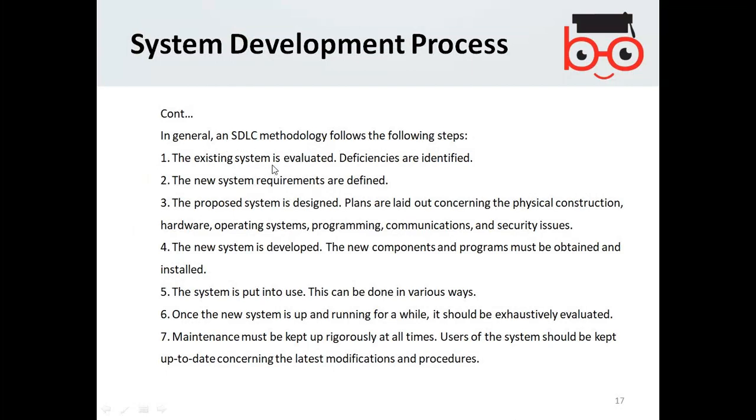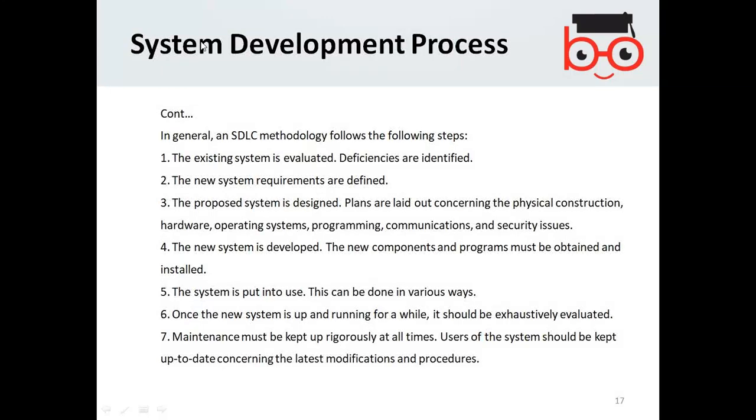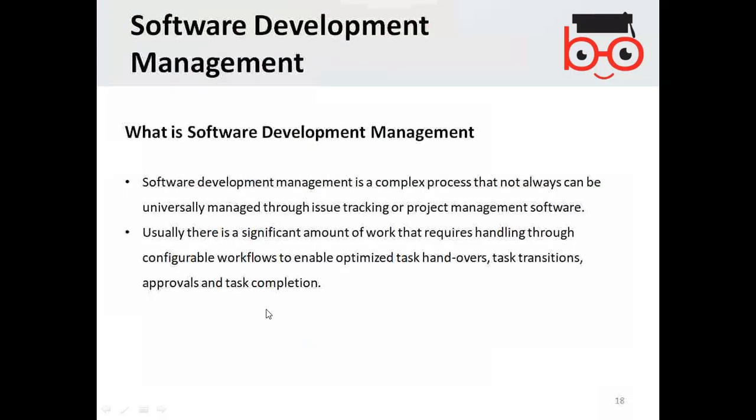The existing system is evaluated, deficiencies are identified, new system requirements are defined, the proposed system is designed, the system is developed, and the system is put into use. Once the new system is up and running, it should be evaluated and maintained. So like this: analyzed, designed, implemented, tested, deployed and maintained. These are the definitions of these phases.